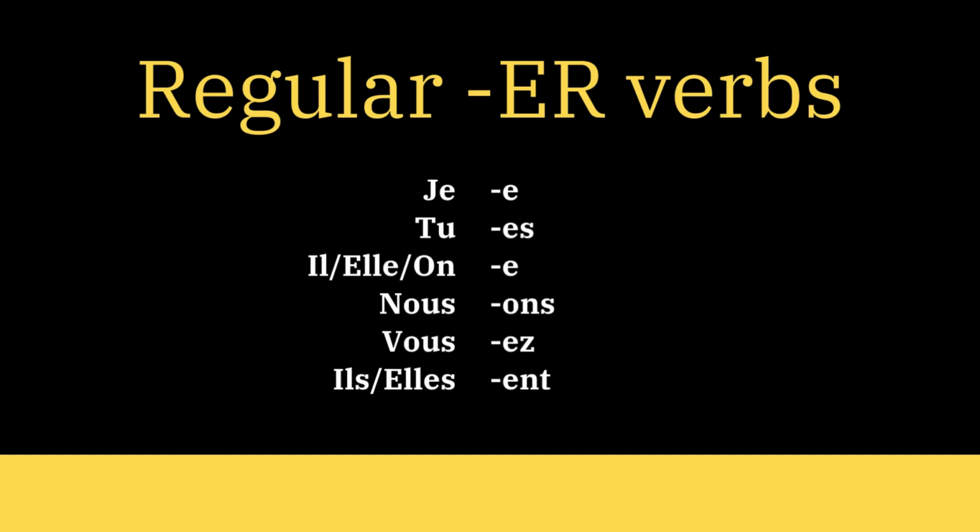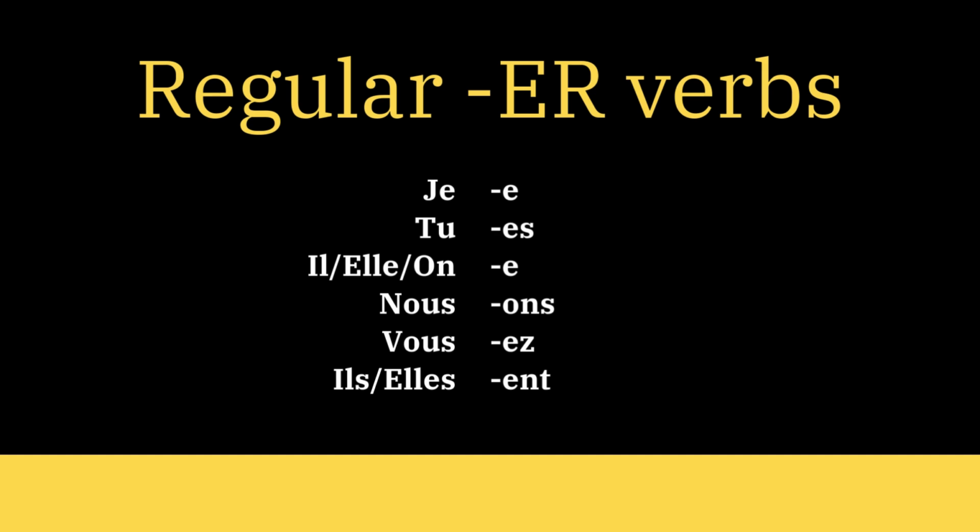When you conjugate a verb, regardless of its ending, you start by dropping the ending, so the ER, IR, or RE. What you'll end up with is what is called the root of the word. We'll show you an example next. Once you have the root, you add on the endings. For regular ER verbs, present tense endings are as you can see on the screen.